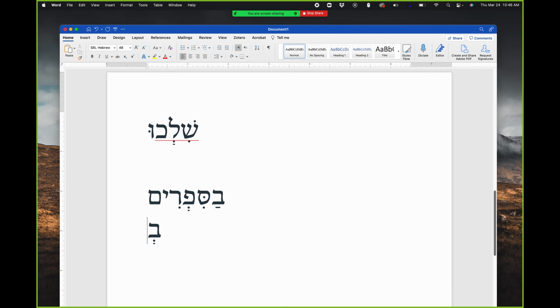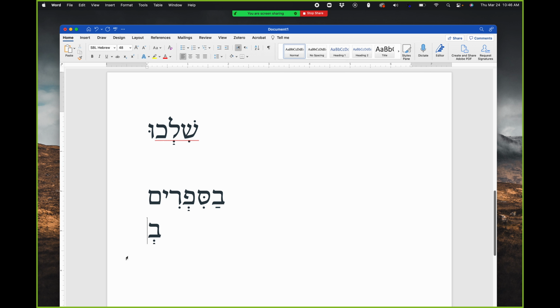Yes. When you put a preposition in front of a definite noun, when you attach it to the beginning of a definite noun, the only thing that kind of disappears is the hey, because hey doesn't stand up to prefixes and suffixes very well. Those tend to cover up the hey, but the patach and the dagesh will remain there.